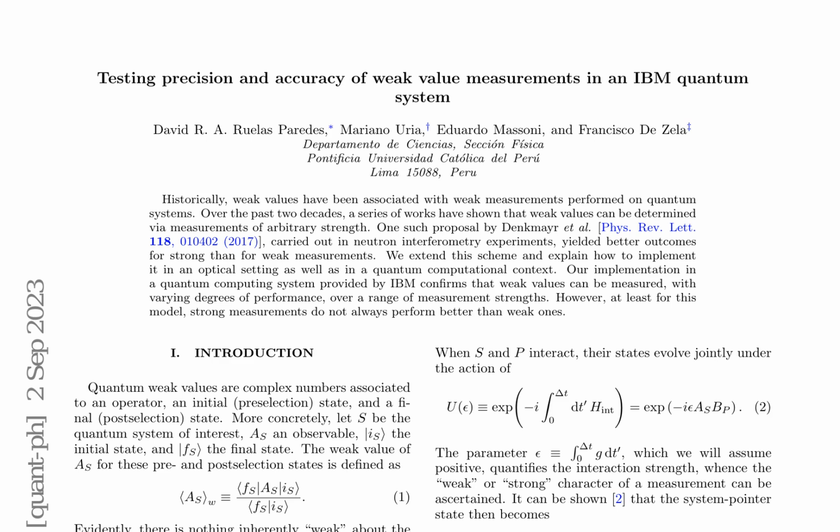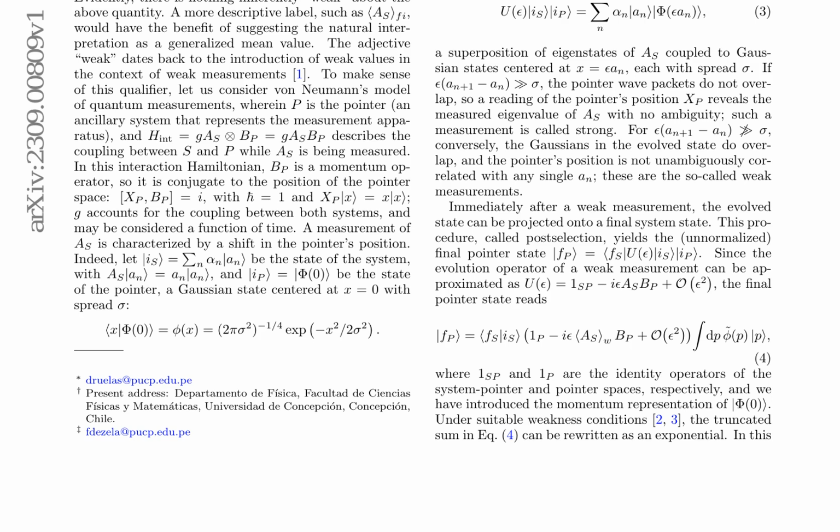The term weak originates from the context of weak measurements, which involve a coupling between the system and a pointer, represented by the Hamiltonian h_int equals g A_s ⊗ B_p. The strength of the measurement is quantified by the parameter epsilon, which determines the shift in the pointer's position. In the context of von Neumann's model of quantum measurements, a strong measurement occurs when the pointer wave packets do not overlap, allowing for an unambiguous reading of the measured eigenvalue.